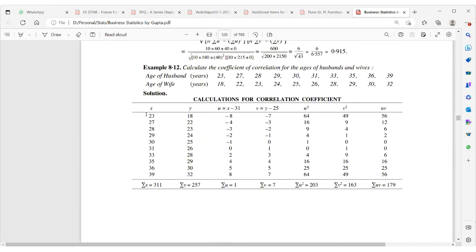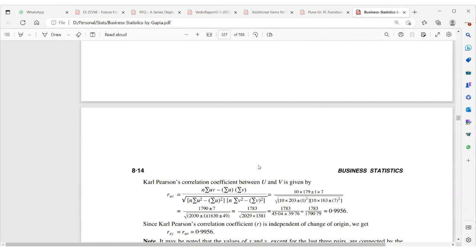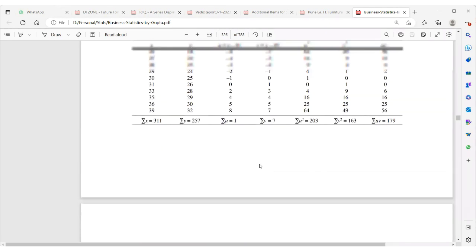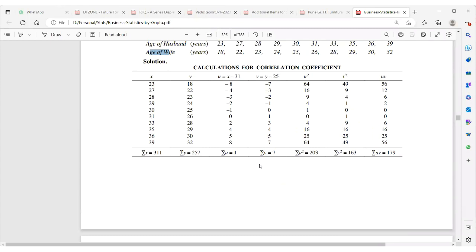Look at this example, right? This is an important example. Calculate the coefficient of correlation for the ages of a husband and the wife. Age of husband given, age of wife given, right? Now look at this example.